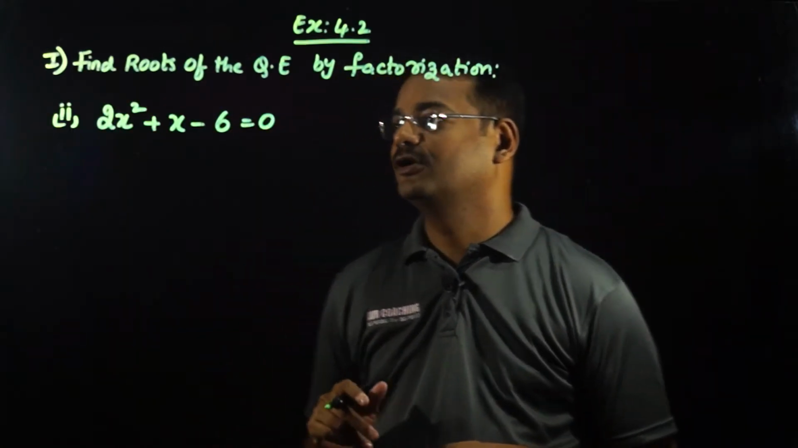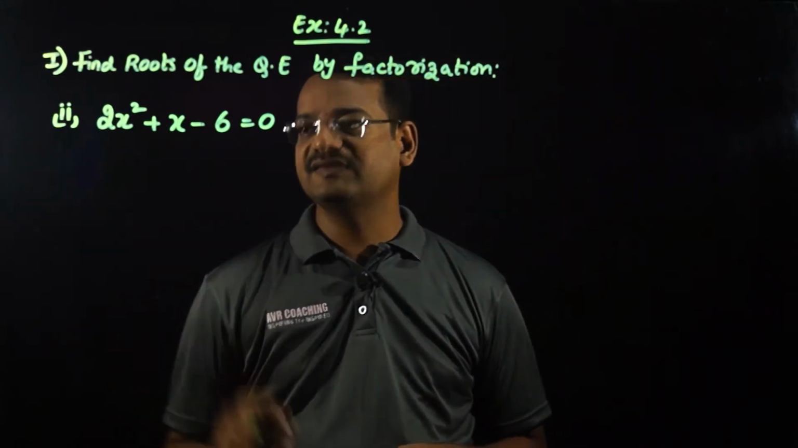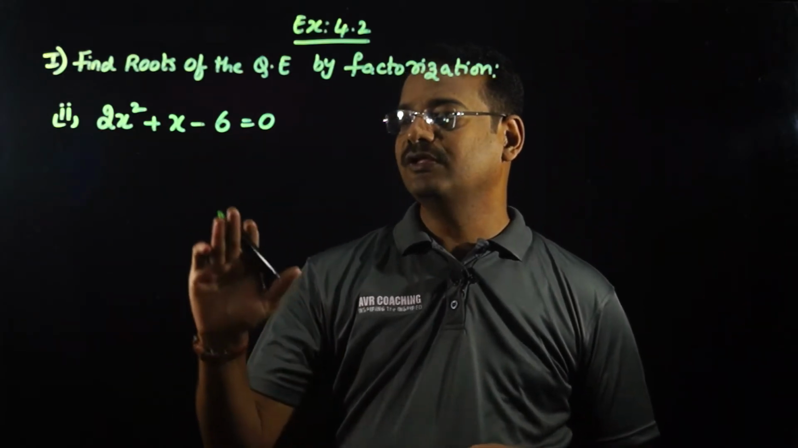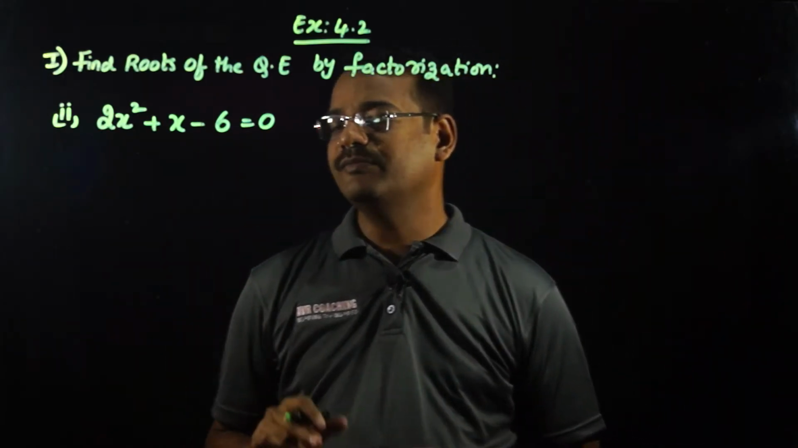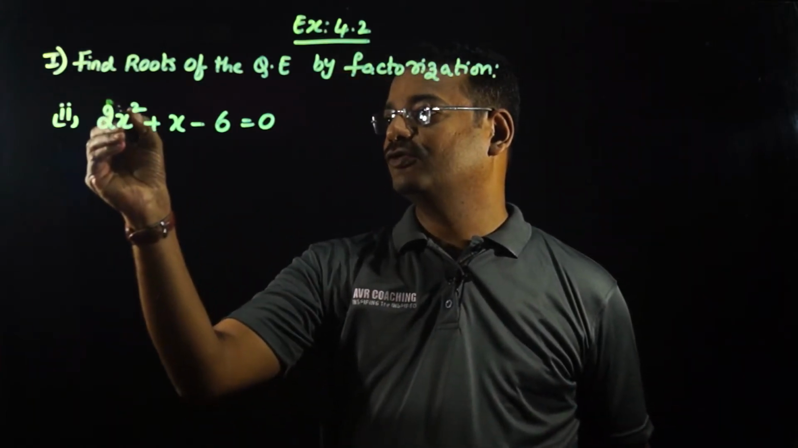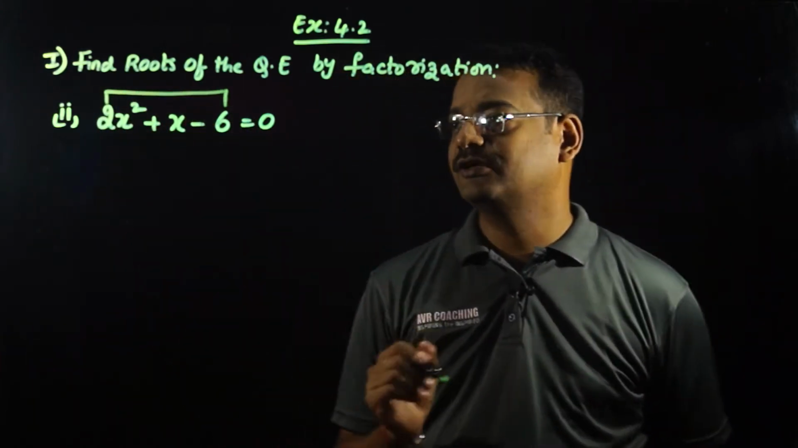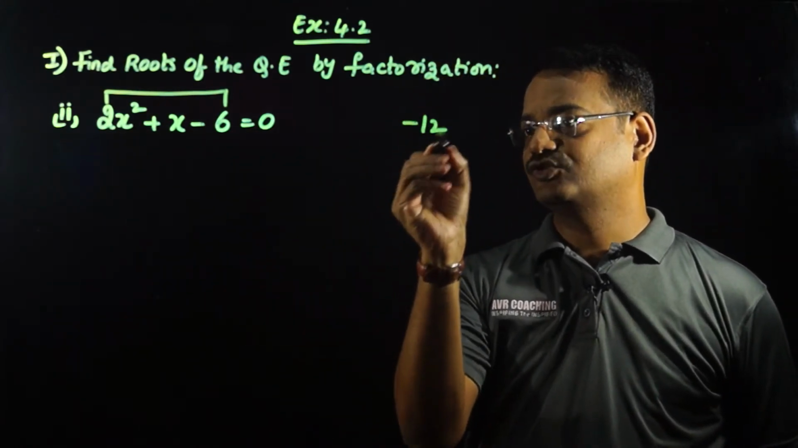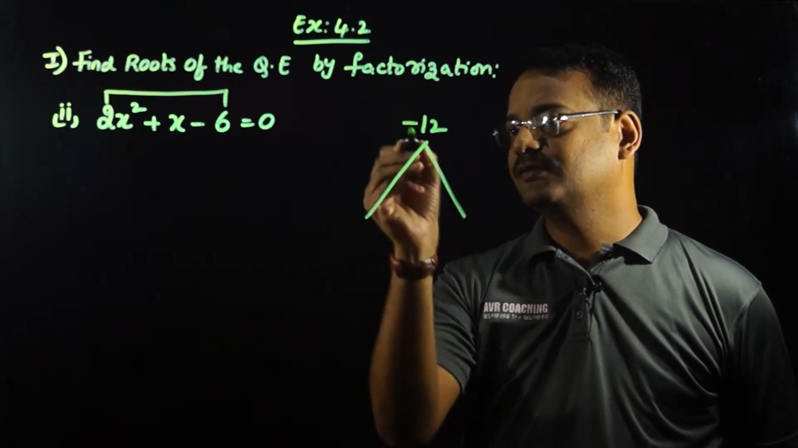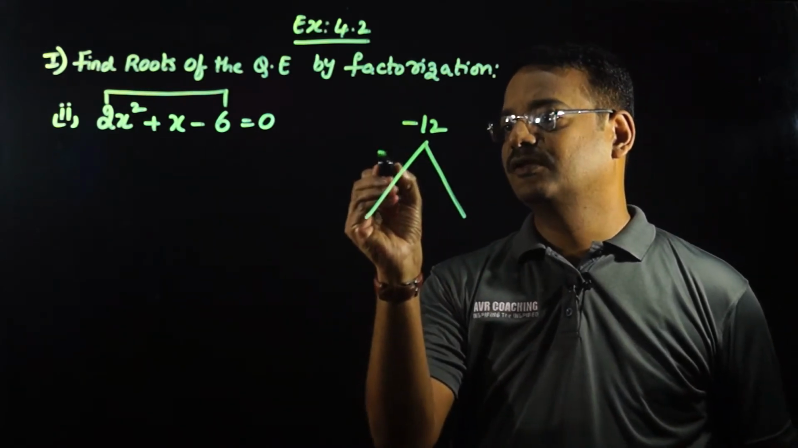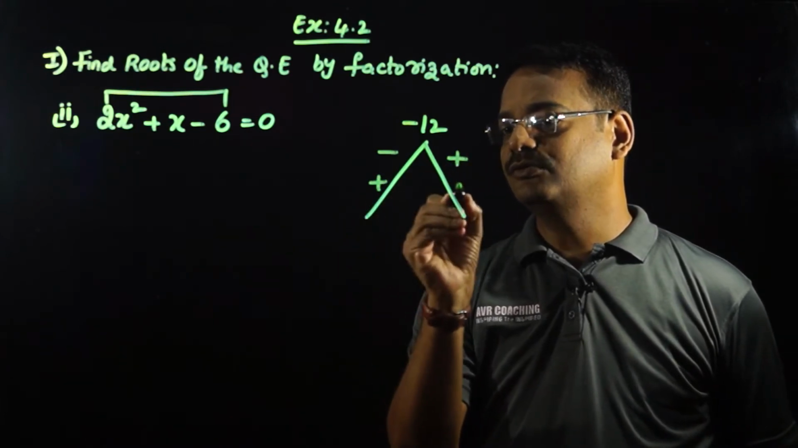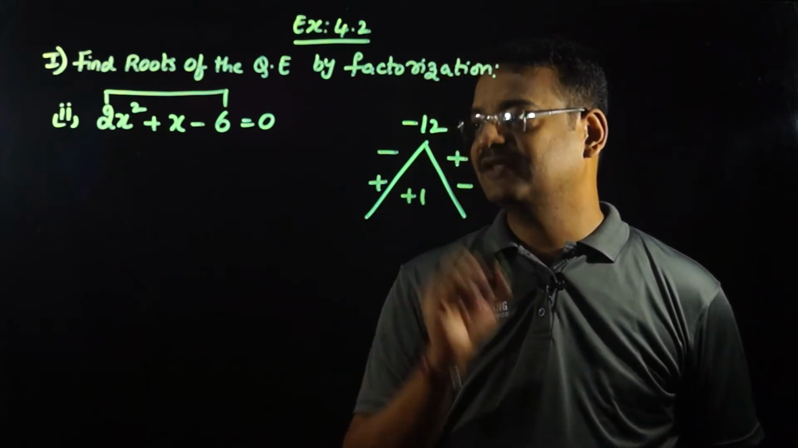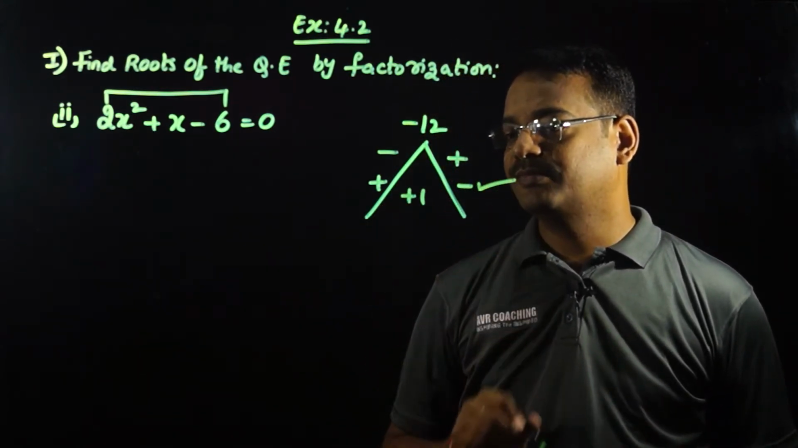Second problem, 2x square plus x minus 6. So this is a quadratic equation. We are going to find the roots of the quadratic equation using factorization, that is splitting of the middle term. So first step is we will multiply the coefficient of x square and the constant. So we get here 2 into minus 6 is minus 12. Since the product is minus 12, we have two options, minus into plus or plus into minus. Since the middle term is plus 1, that is plus sign, we will go with plus into minus.